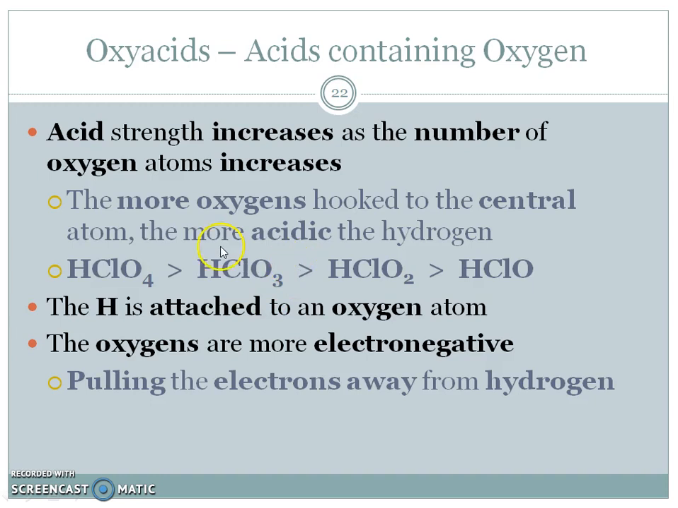Now remember, these two, perchloric and chloric acid, those two acids are on the list. They are considered strong, versus your chloric and hypochloric acids, which are not on the list. So they are weak. Okay, so what's going on?